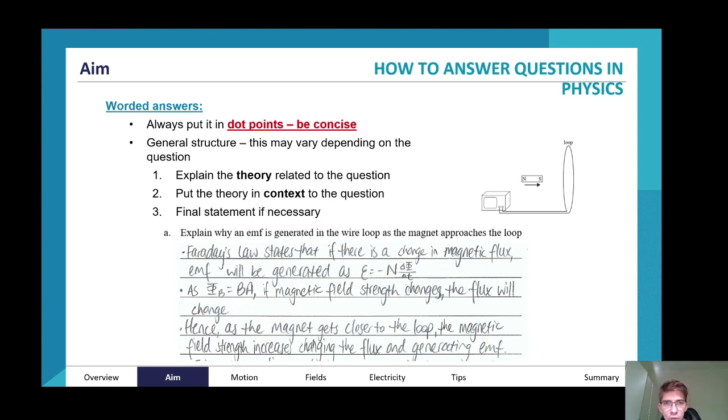Now, the second point is that you need to put the theory into context. For example, as flux is equal to B multiplied by A, where B is the magnetic field strength and A is the area of the loop, if the magnetic field strength changes, the flux will also change. And now you make the final statement. Hence, as the magnet gets closer to the loop, the magnetic field strength increases, changing the flux and generating an electromagnetic force.